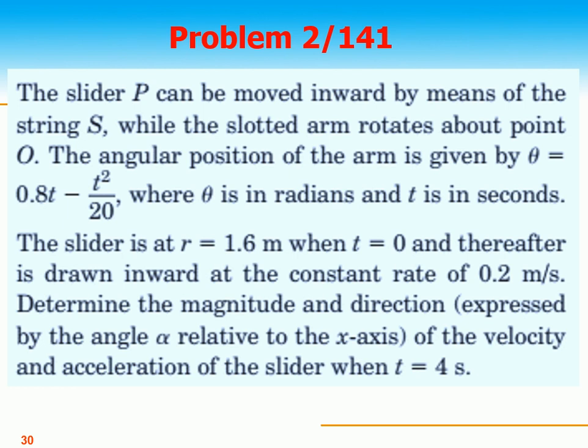Next problem is problem 2-141, which I selected for you. The slider P can be moved inward by means of the string S while the slotted arm rotates about point O. The angular position of the arm is given by theta equal to 0.8 t minus t square by 20, where theta is in radians and t is in seconds. The slider is at 1.6 meter from O when t is equal to 0, and thereafter it is drawn inward at the constant rate of 0.2 meter per second. Determine the magnitude and direction, expressed by the angle alpha relative to the x-axis, of the velocity and acceleration of the slider when t is equal to 4 seconds.